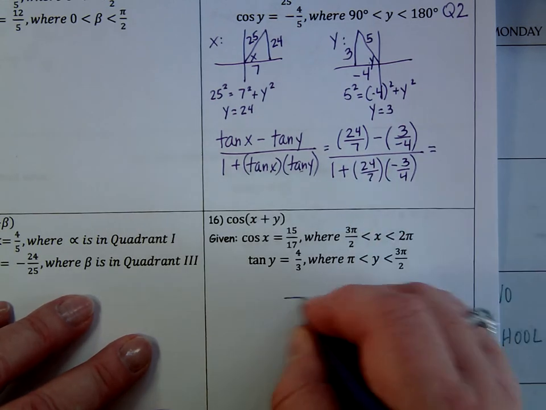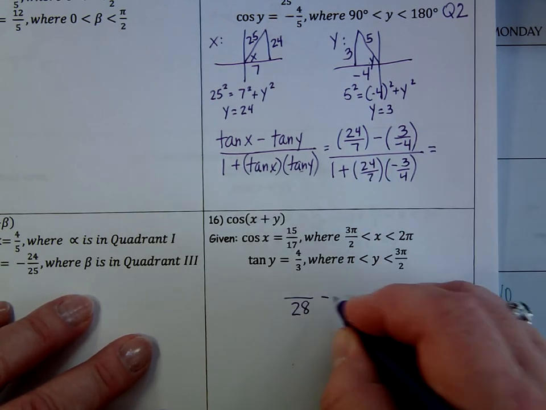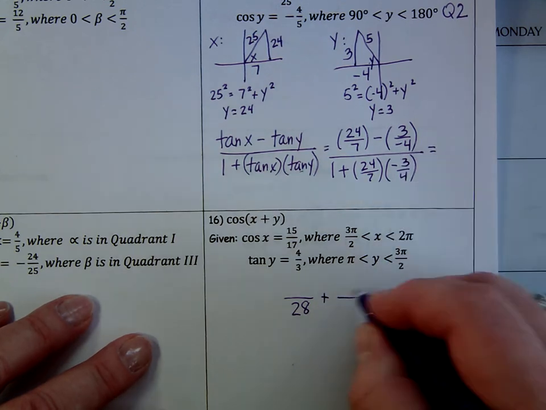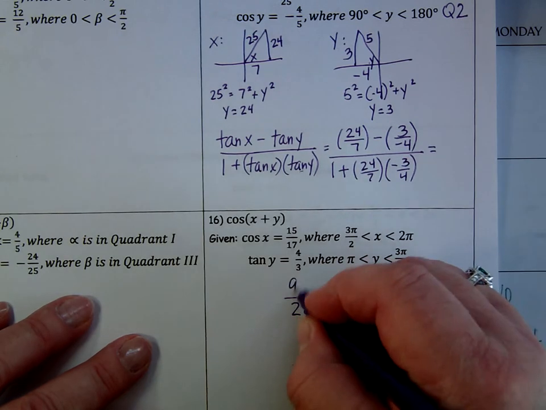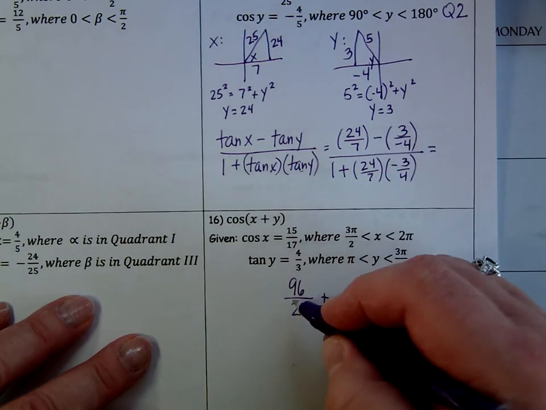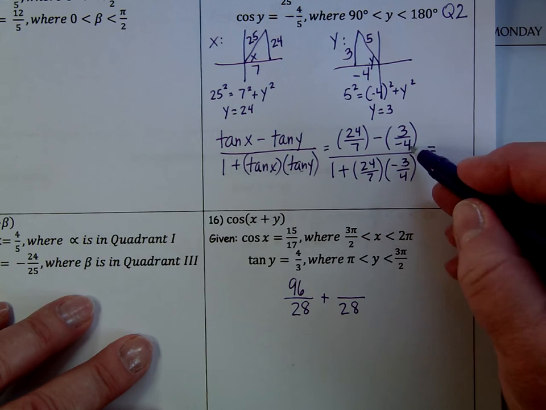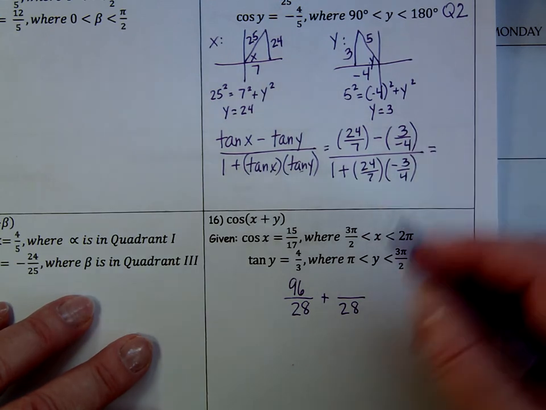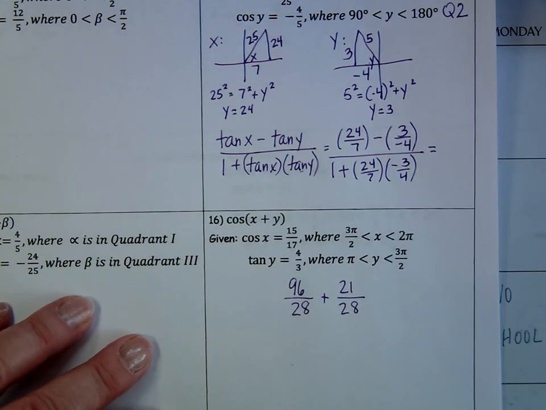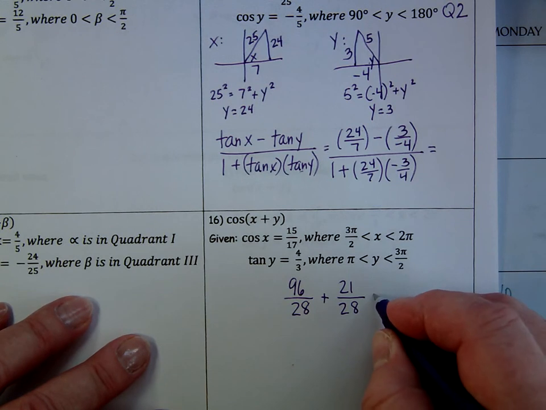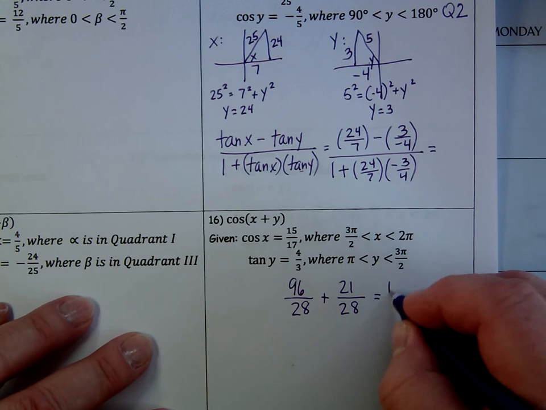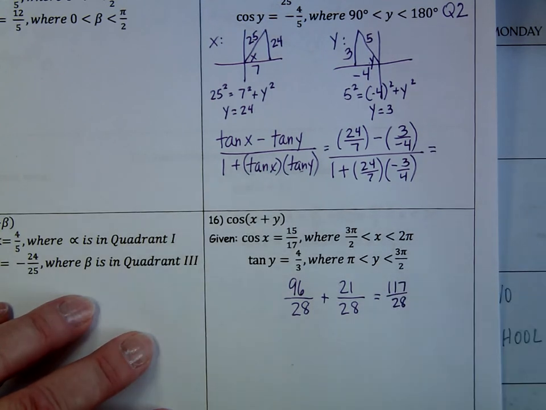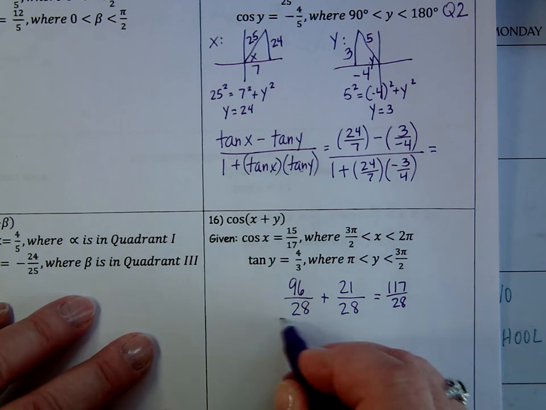So I'm going to have 28ths for these. It's going to be a plus because of a negative negative. This gets multiplied by 4. That gives me 96. 24 times 4 is 96, 28ths. This one needs to get multiplied by 7. 3 times 7 is 21. I might as well finish that out right at the top there. So I end up with 117 28ths. Well, that's my numerator. Now let's look at the denominator.